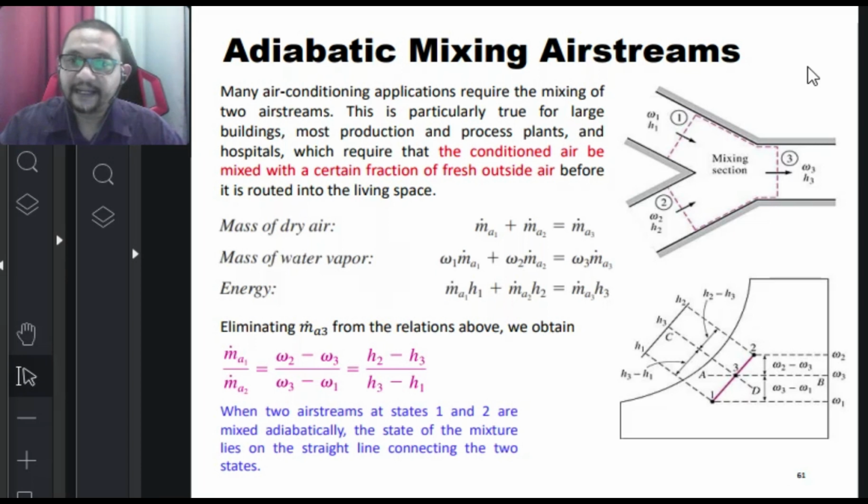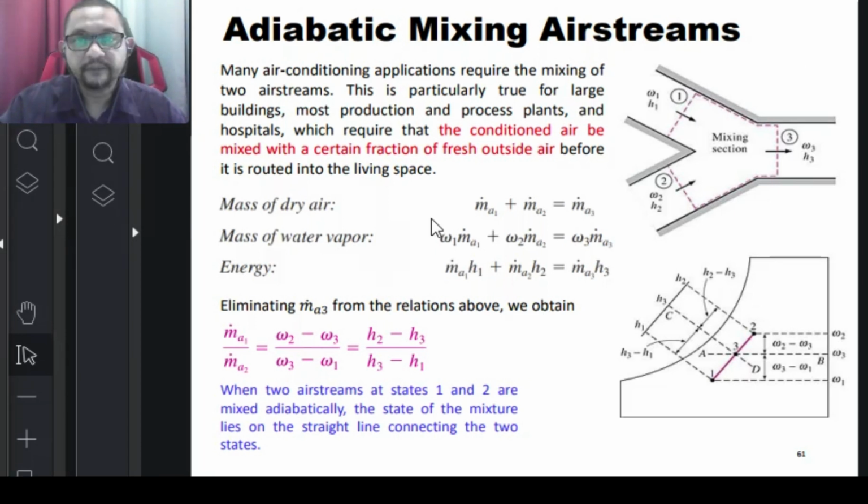Adiabatic mixing of airstreams. Many air conditioning applications require a mixing of two air streams. This is particularly true for large buildings, most production and process plants, and hospitals, which require the conditioned air to be mixed with a certain fraction of fresh outside air. That's why it's named adiabatic mixing of airstreams.